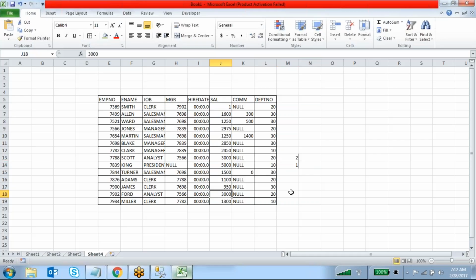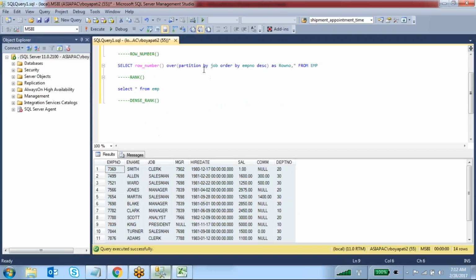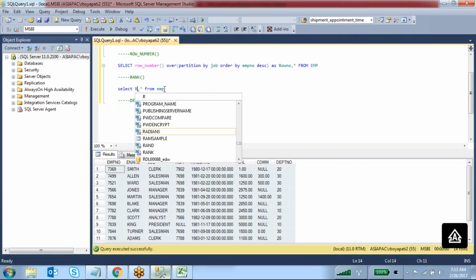So for 3000 there are two people, so you have to give the second rank to both people. Right? Then third rank, fourth rank, fifth rank, sixth rank, seventh rank. So how can you give this? What function do you have to use? Okay, right, we have one function, that is the rank function. What is the syntax for this rank function?